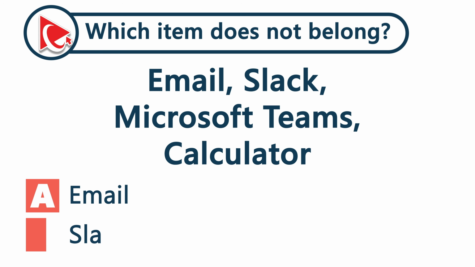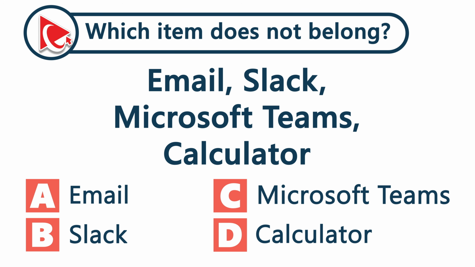You're presented with 4 items, and you need to determine which one does not belong. A. Email, B. Slack, C. Microsoft Teams, or D. Calculator.